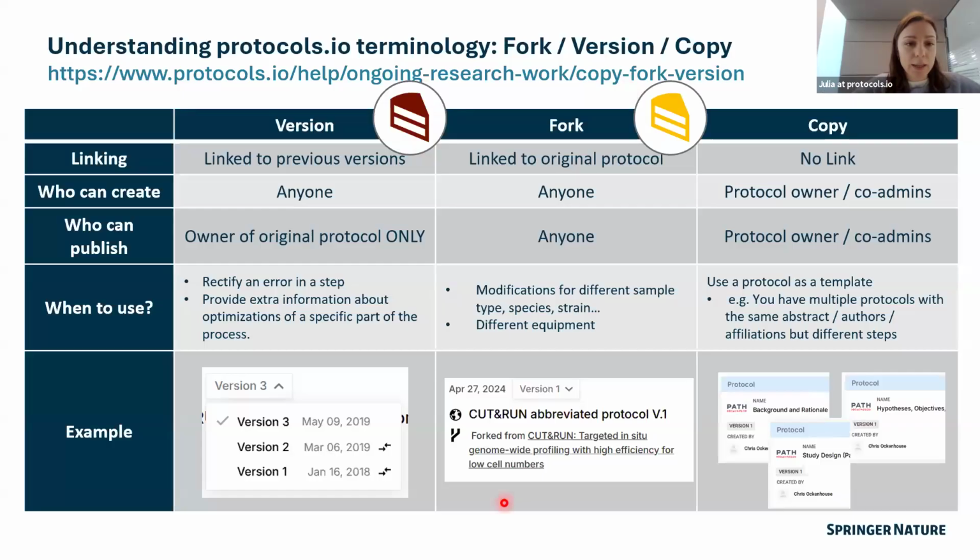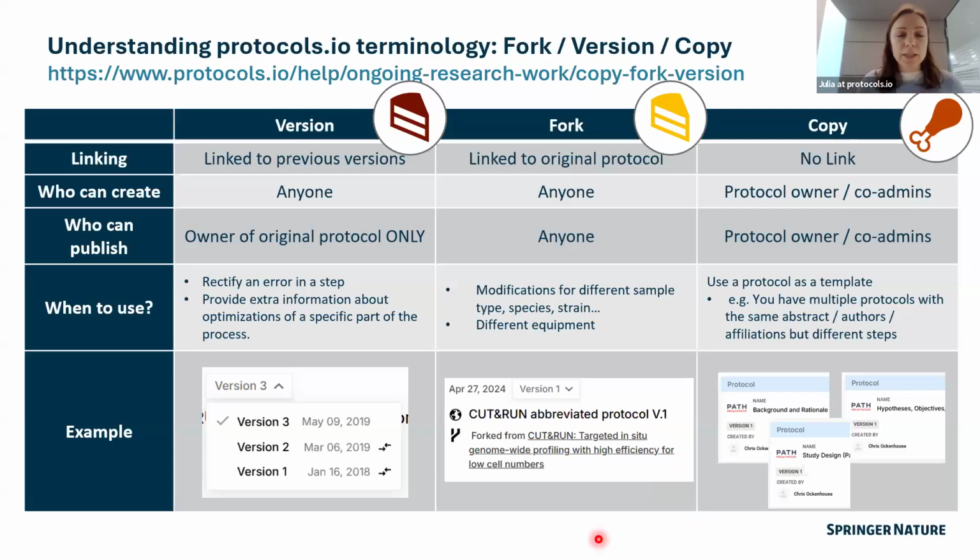And so we can see that you can see when a protocol has been forked from another protocol. So anyone can create a fork and anyone can publish a fork because credit is always maintained back to the original protocol developer via this note here.